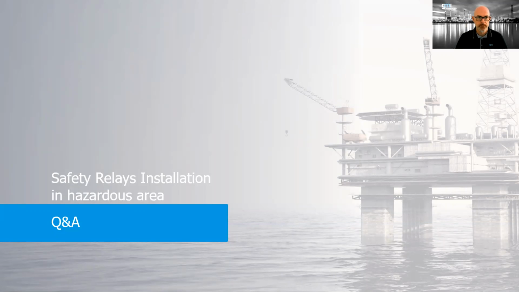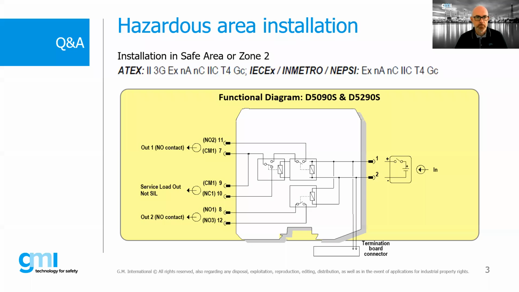Yes, it's possible to install a device such as a safety relay in the hazardous area, placing it in a special enclosure certified for the installation area. Or, as shown in the slide, in many cases there are safety relays certified for installation in Zone 2. This allows us to install the relay as close as possible to the load, with great advantage in saving cable. This means saving cost.